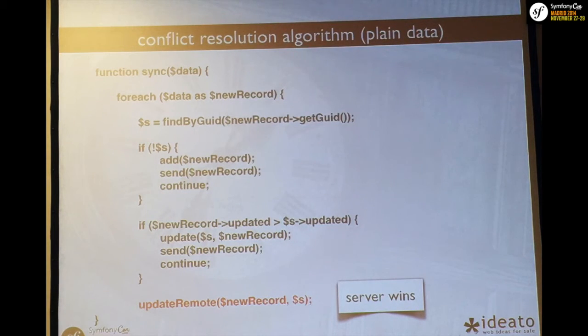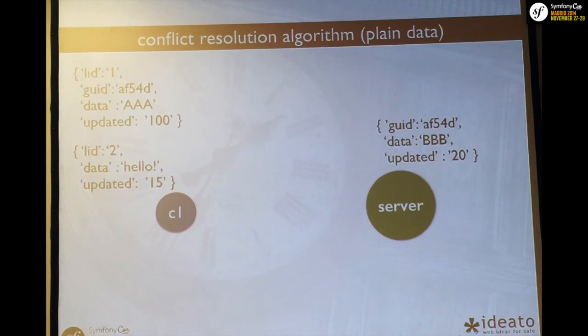Okay? Here is a little example. I hope we can maybe clarify things a bit. Here we have basically 3 records. Okay? 1 on the server side and 2 on a mobile client.